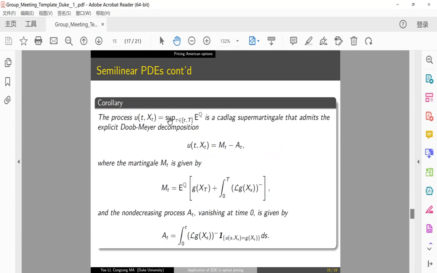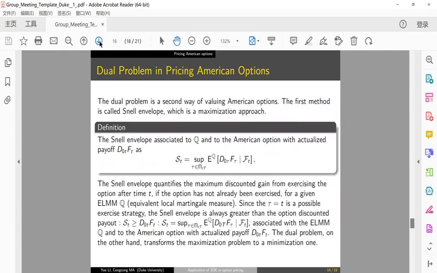Another important result that we will use to formulate the dual problem is this Doob decomposition. It means that this process U is a cadlag supermartingale, and it has the decomposition where M(t) is a martingale and A(t) is a non-decreasing process. So now let's go to the dual problem in pricing American options. The dual method is the second way of valuing American options. The first method is called the Snell envelope, which is the maximization approach, and the Snell envelope is defined as this.